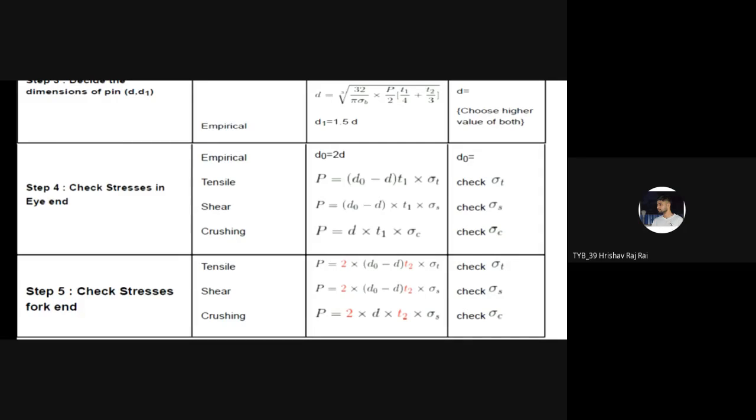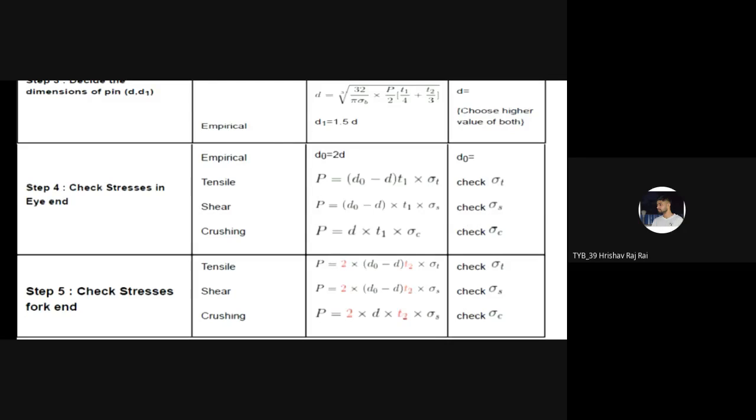Then we are going to consider shear as a criterion, where we calculate the value of P, and from this formula we calculate the shear stress value. If it is less than the design shear stress value, then the design is safe. Then for crushing, the area undergoing crushing, which is circular, we convert into a straight area, and we calculate the value of sigma C, that is the crushing stress value. If it is less than the design crushing stress value, then the design is safe.